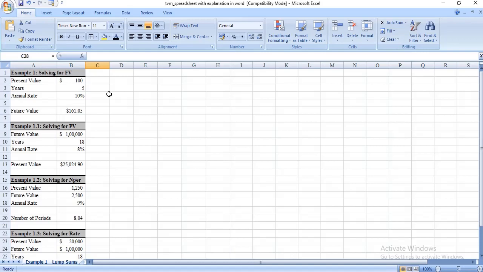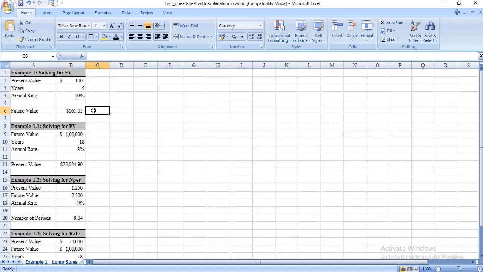So let's say you have a present value of $100 in your hand, and then you are investing it for 5 years, or 5 periods, you can say. That can be half yearly also, but for simplification we are taking years, that is 5. Then the annual rate is 10%. That means you are getting 10% rate of interest on your sum of $100. So now what will be the future value?